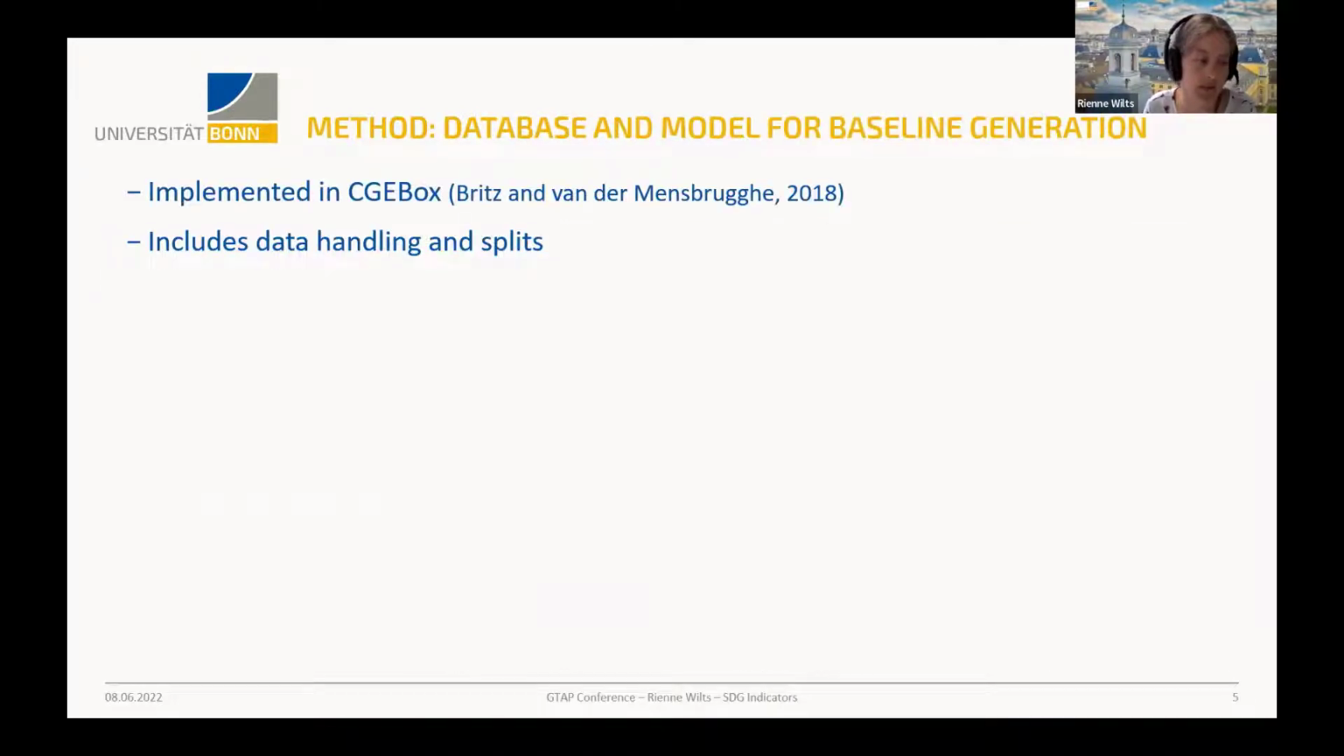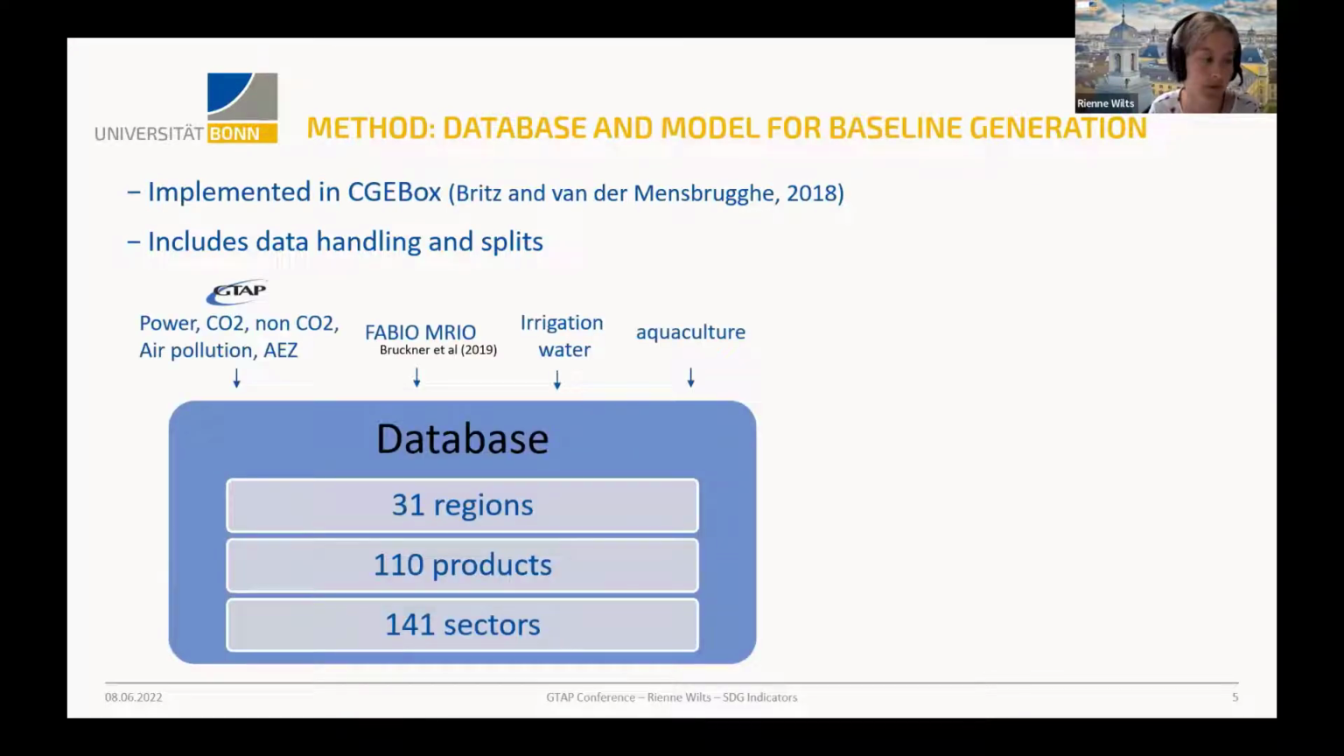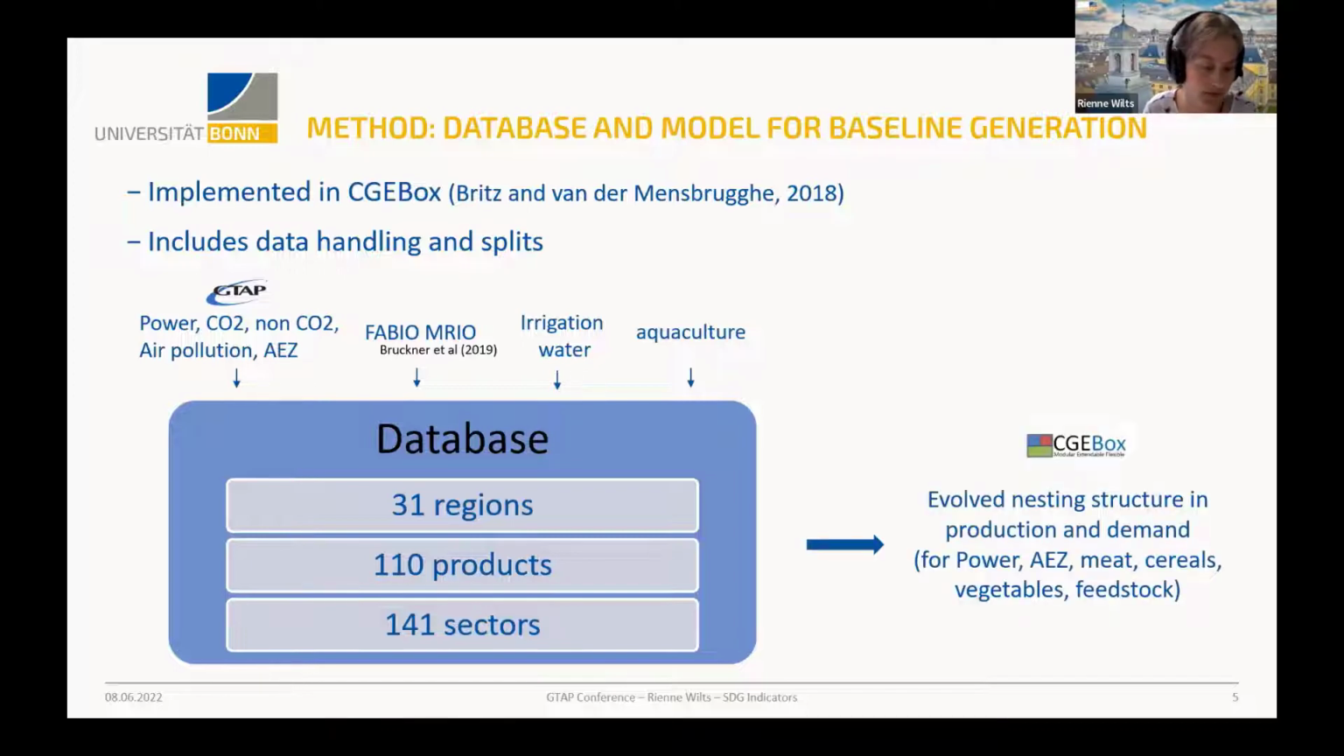This is implemented in CGE box, and this also includes the splits and the data handling. And we come up with this database for the baseline generation. We have 31 regions, which also include the 10 low and lower middle income countries. It includes 110 products and 141 sectors. The difference arises as the production of irrigated and rain-fed production in agriculture is split up, but they produce the same product. And then we have evolved nestings for demand and production, which include the power and AEZ, as well as meat, cereals, vegetables, and feedstock.